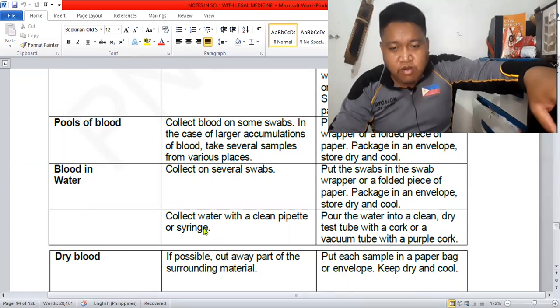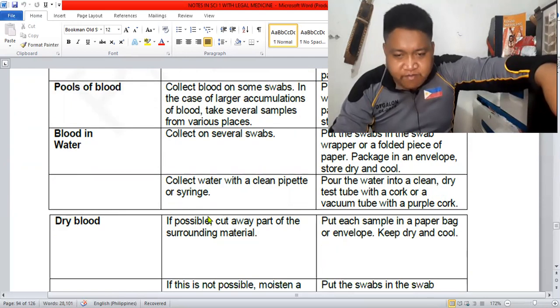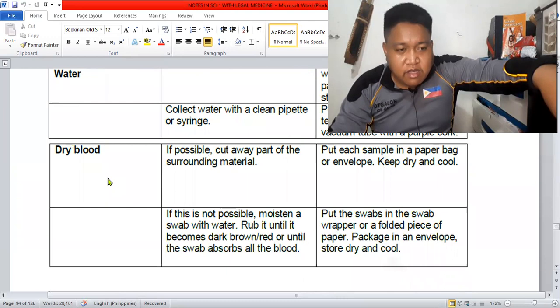Yan. Pour the water into a clean, dry test tube with a cork or a vacuum tube with a purple cork. Okay. Then dry blood. Yan. If possible, cut away part of the surrounding material. Put each sample in paper bag or envelope. Keep dry and cool.